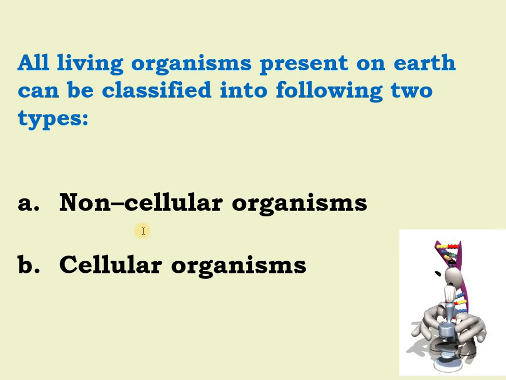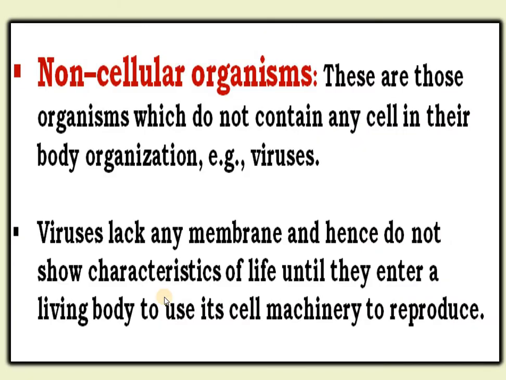So all living organisms present on this earth can be classified into two types. They can be non-cellular organisms or they can be cellular organisms. Let us first talk about these non-cellular organisms. These are the organisms that do not contain any cell in their body organization. For example, the viruses. We all know that viruses lack a membrane and hence they do not show the characteristics of life until they enter a living body to use its cellular machinery to reproduce.